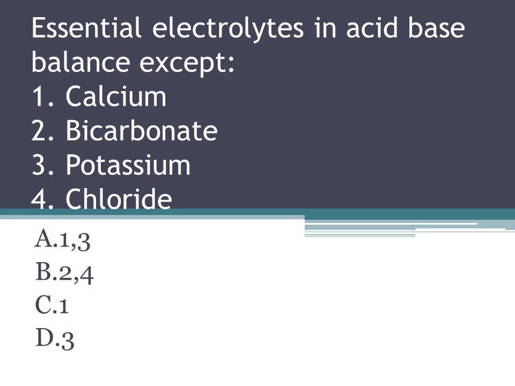Next, essential electrolytes in acid-base balance. 1. Calcium, 2. bicarbonate, 3. potassium, and 4. chloride. A, 1 and 3, B, 2 and 4, C, 1, D, 3. The correct answer is letter C, 1. So, except all our components, essential components in acid-base balance, the bicarbonate, potassium, and chloride. Calcium is not a component.